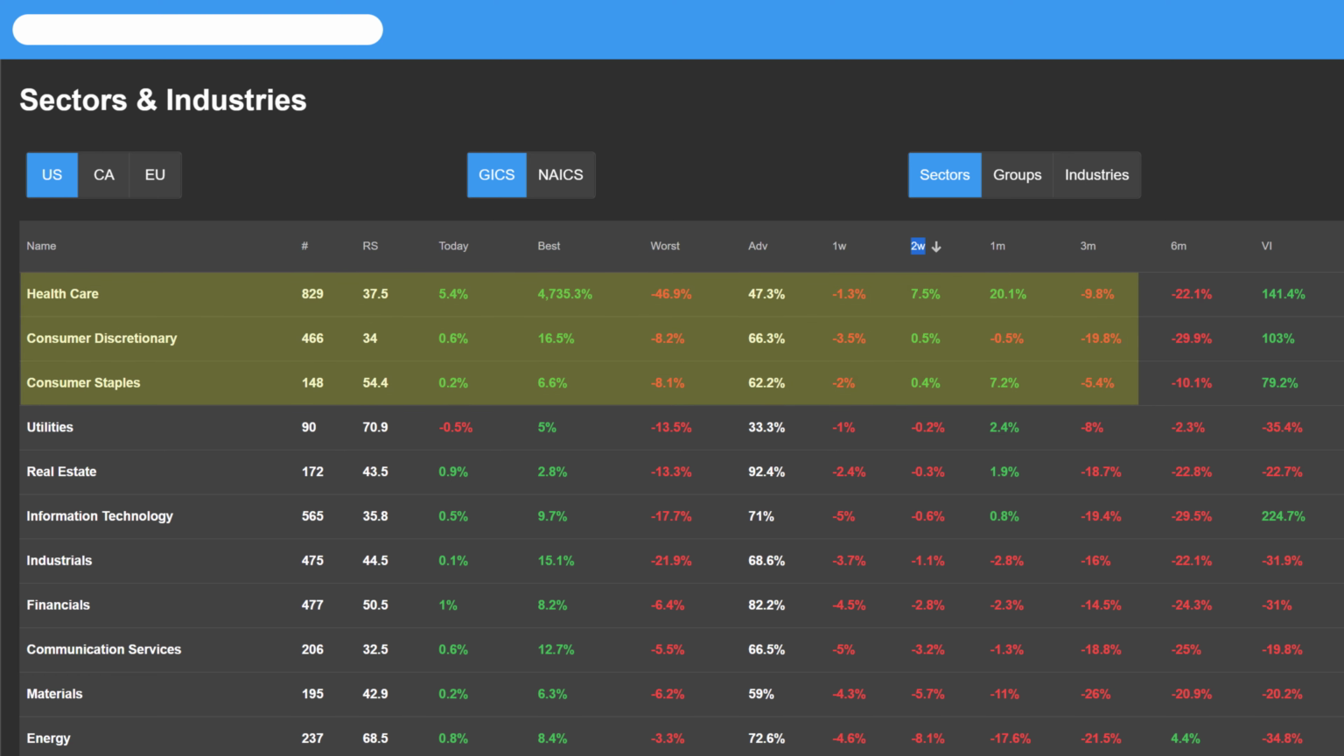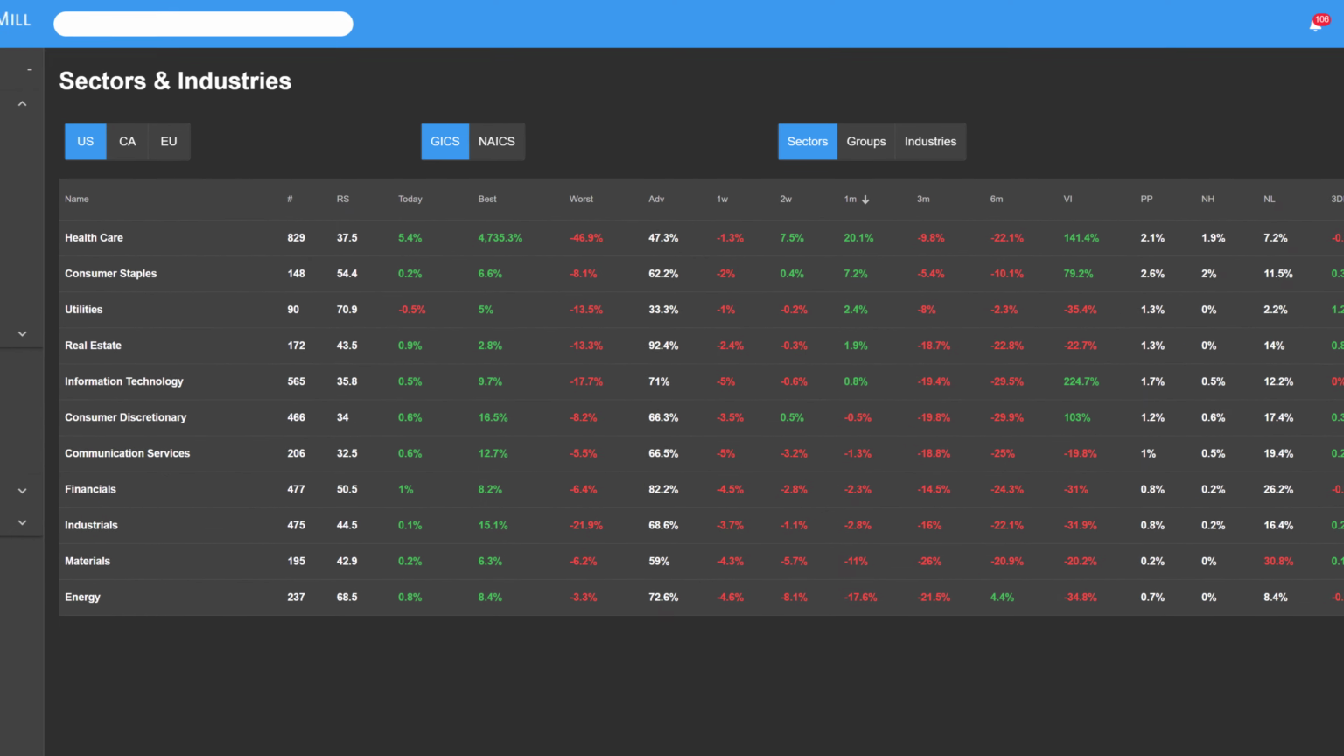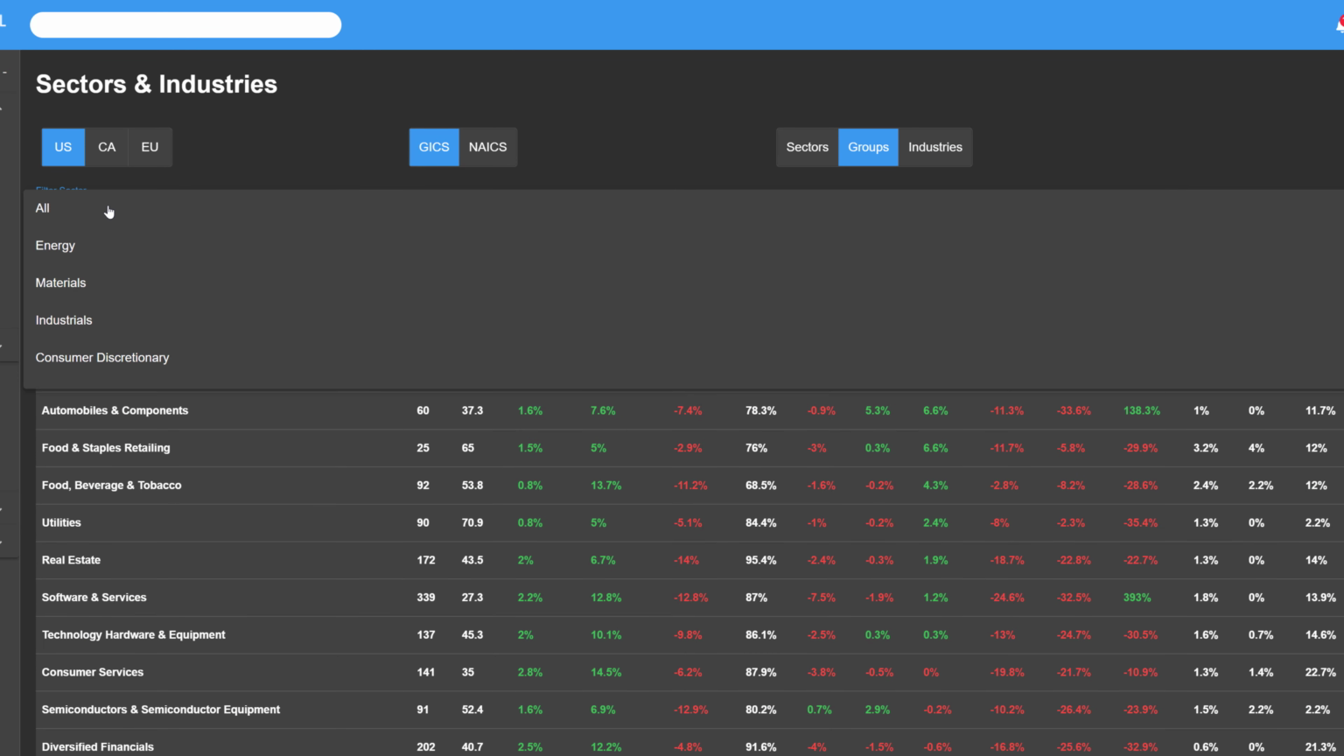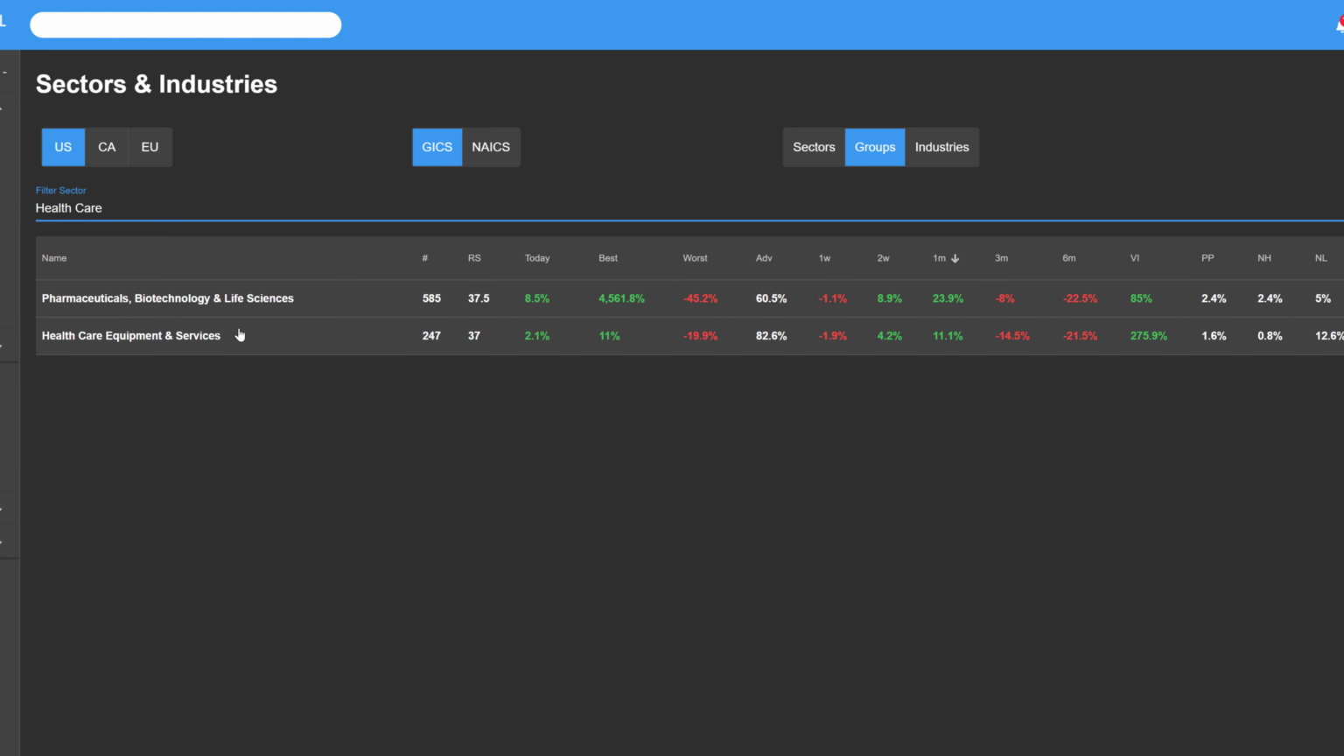Now let's dig a little deeper and see which specific groups from that sector are responsible for this. Select groups and then click on Filter Sector. In this case, we choose the sector Healthcare. The sector is divided into two groups, being Healthcare Equipment and Services and Pharmaceuticals, Biotechnology and Life Sciences. If we compare these two groups on their performance over the different periods, it is soon clear that the group Pharmaceuticals, Biotechnology and Life Sciences is the best performer.